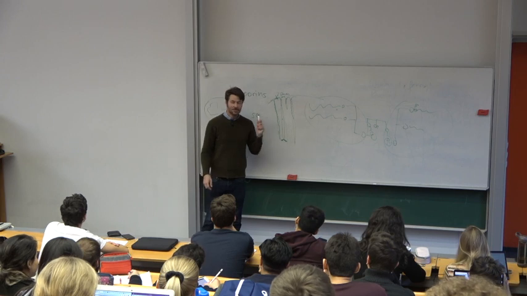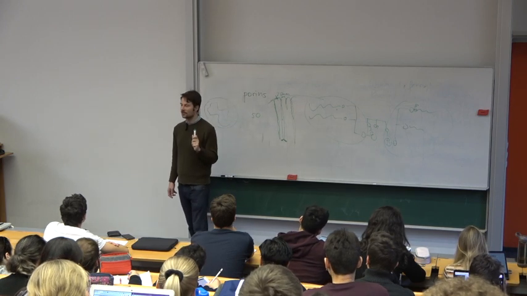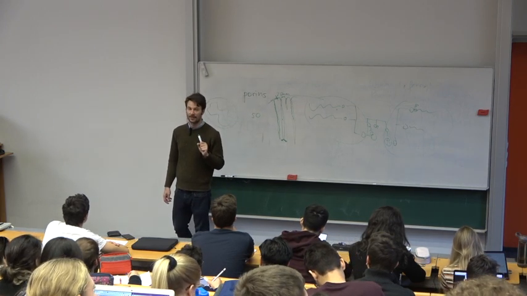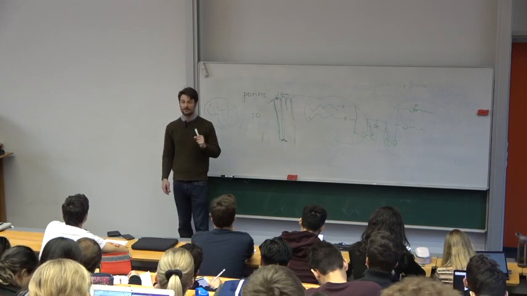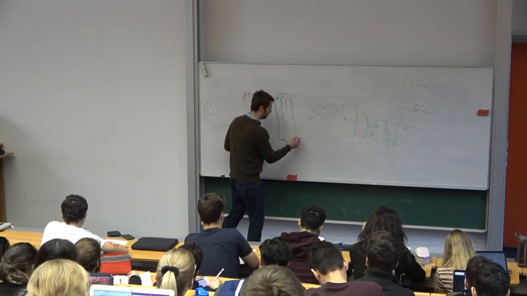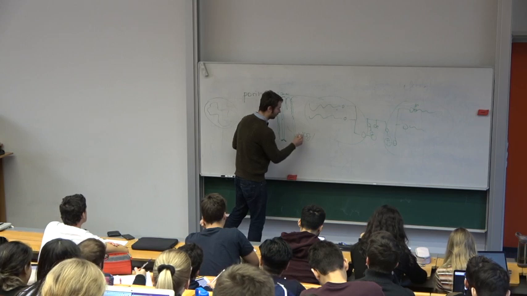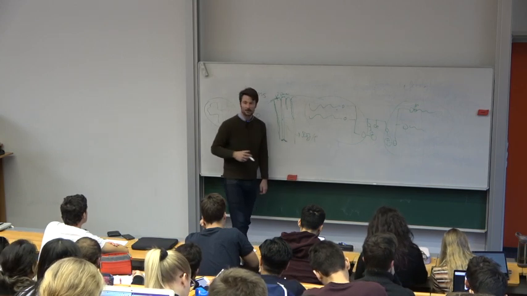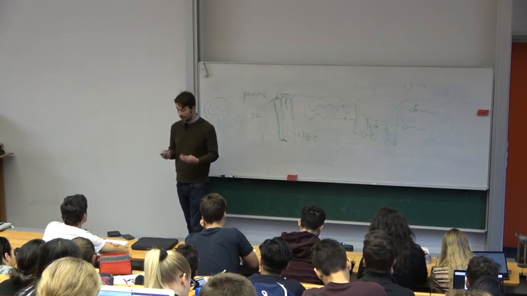Why? The concentration of proteins in the matrix is extremely high. It's about 50%. Okay, so the concentration of proteins is about 500 grams per liter inside the matrix.